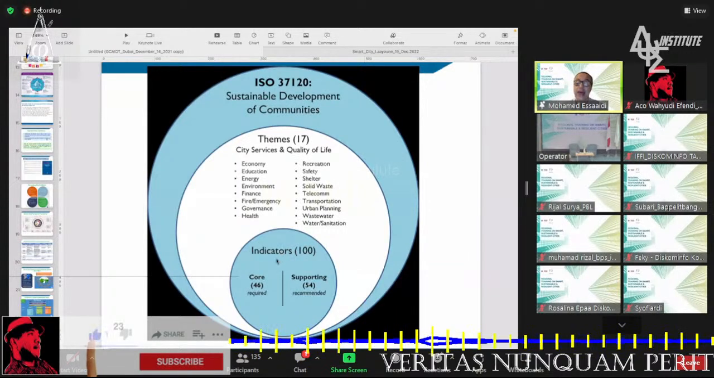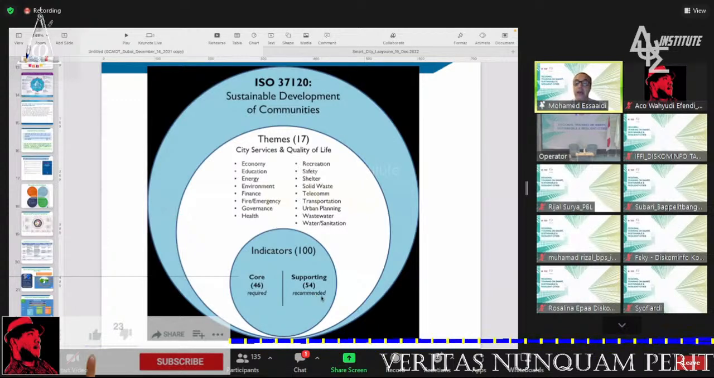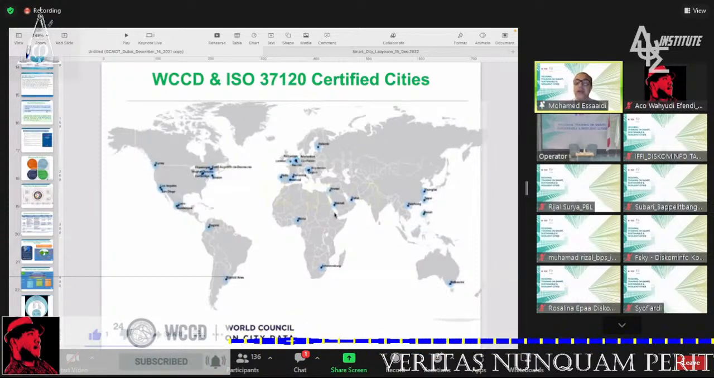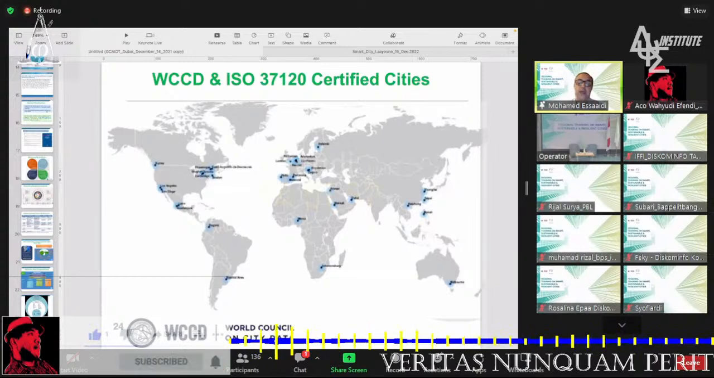Well, we have 100 indicators, from which we have 46 core indicators which are required, and the remaining indicators are supported or recommended. There are several cities around the world certified ISO 37120, like you see here Melbourne, Dubai, even Mecca in Saudi Arabia, Johannesburg in Africa, Porto in Portugal, Bogota, and Buenos Aires, and so on and so forth.